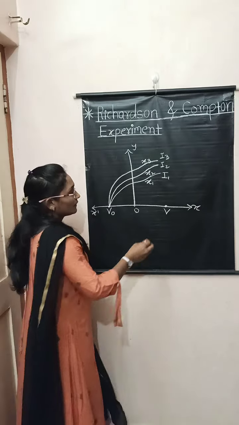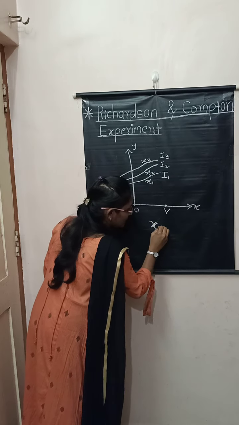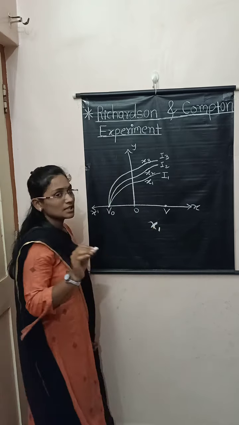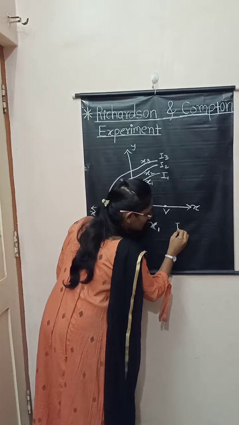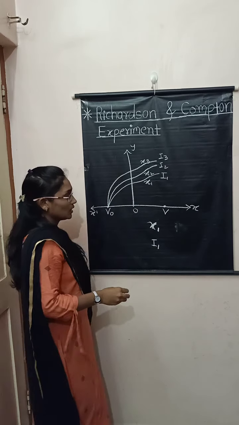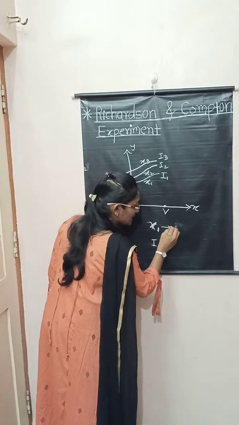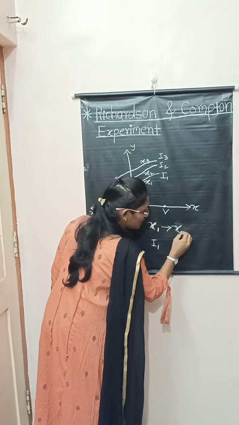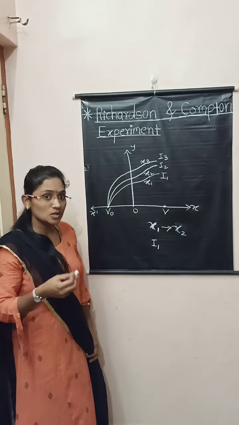So when the intensity is X1, some current is present, and that current is I1. When the intensity is doubled, when the value of intensity is increased to double, then the value of intensity is X2. At that time the current also increases.